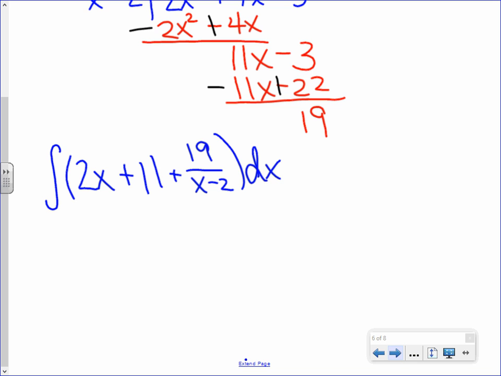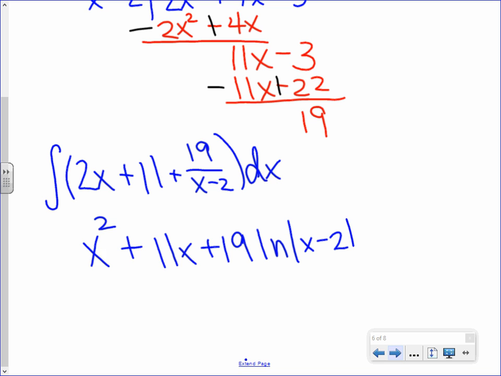What is the antiderivative of 2x? Antiderivative of 11. 11x. And then we have a linear denominator. We don't have to do u substitution for this. We know it's going to be 19 times the natural log of the absolute value of x minus 2.